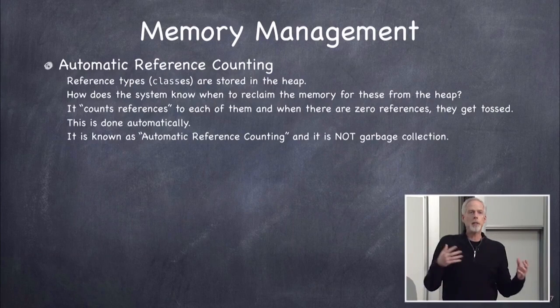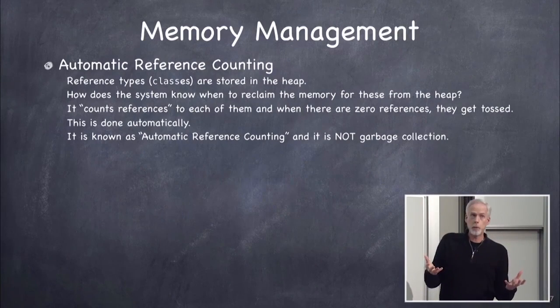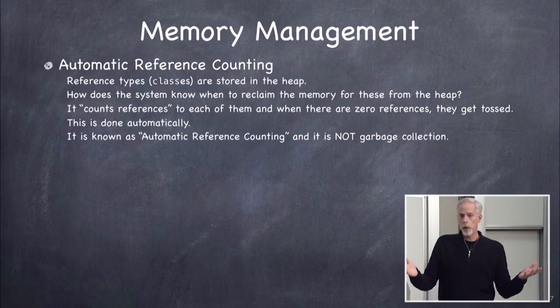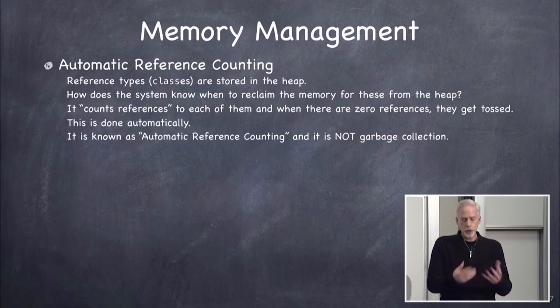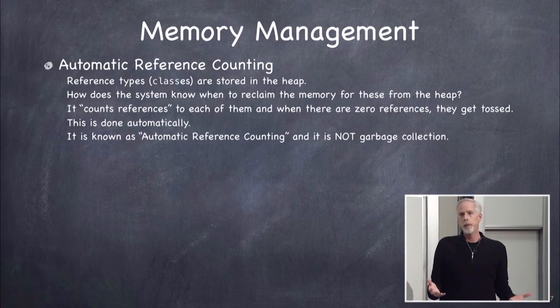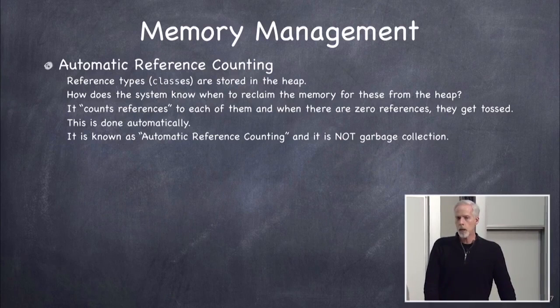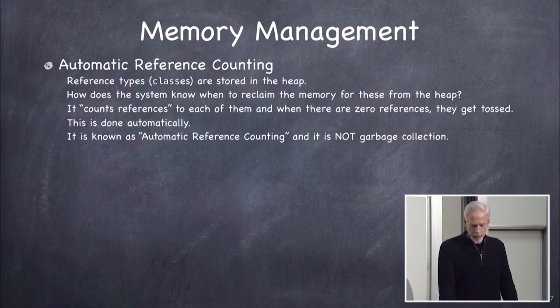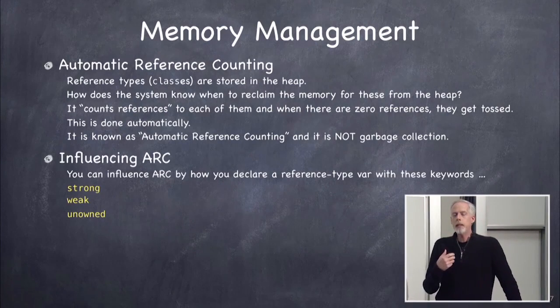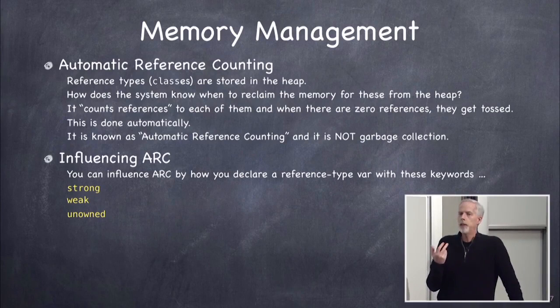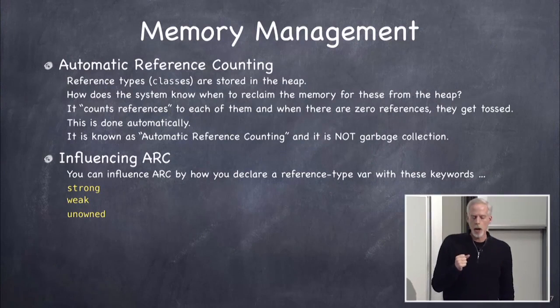Okay? Now, why is this good? It's very predictable memory usage. You know exactly when things are going to leave the heap. They leave the heap as soon as nobody points to them anymore. What's also great about it, you almost have to do nothing in your code to make this work. It's just automatic. That's why it's called automatic reference counting. You can get involved, however. And the way you can get involved is by influencing the way that ARC works. And you do that with 3 keywords in Swift called strong, weak, and unowned.